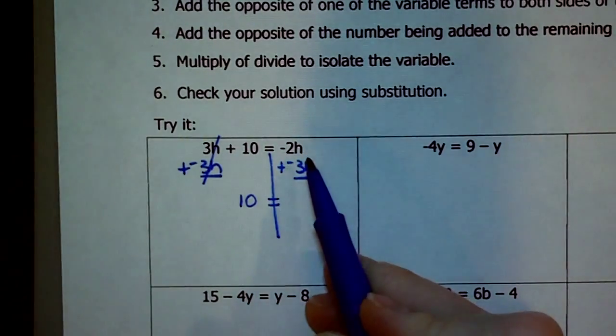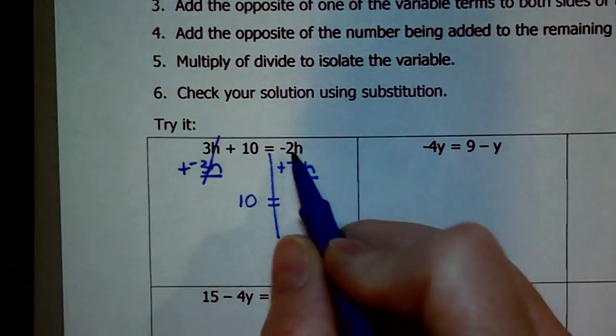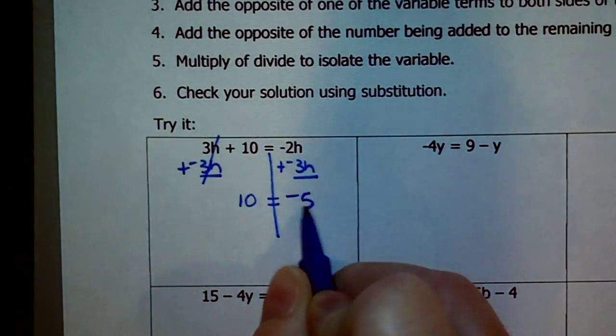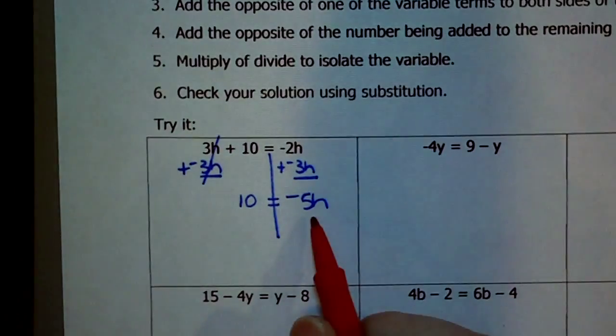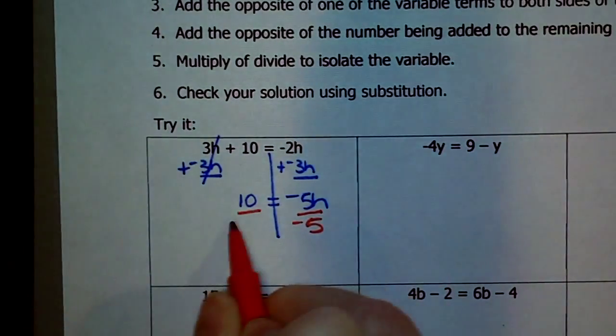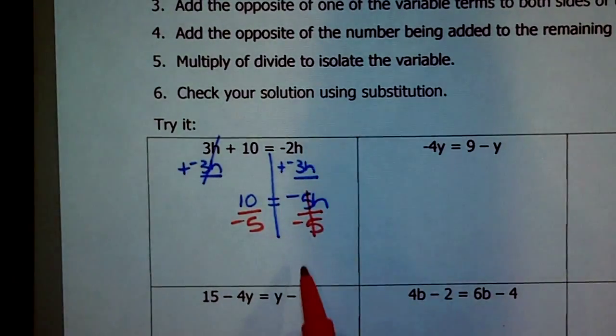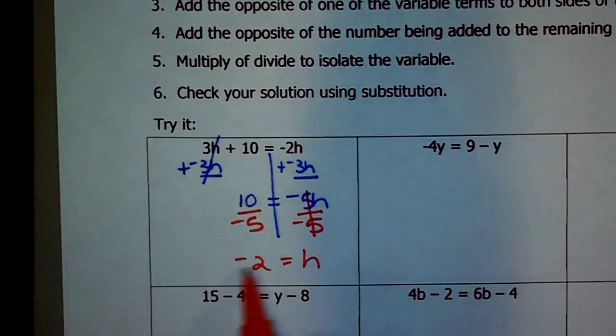Now I have negative 2h and a negative 3h. Those are like terms. I can add them. A negative 2h plus a negative 3h gives me negative 5h. I'm hoping that you recognize this is just a little one-step multiplication equation. All I have to do now to isolate the h is divide by the number it's being multiplied by. So after you divide, h is left, and 10 divided by negative 5 is negative 2.